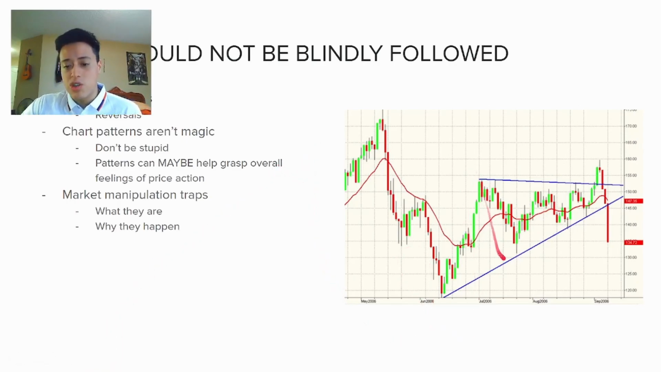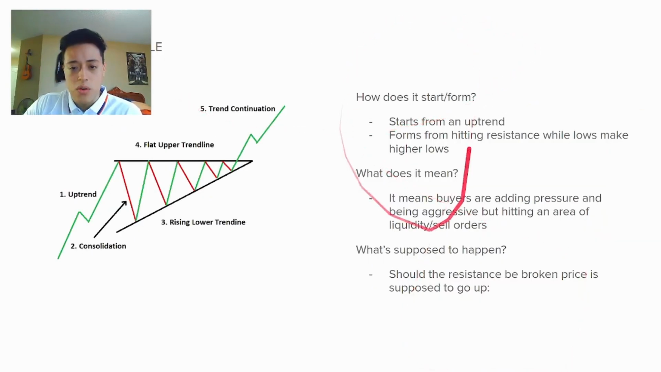I mean, everyone else is trading because they want to make money, right? That's what you gotta understand. When you make money, somebody else is losing. You want to be the person that's not losing. Okay? All of them are gonna be in this sort of form. How does it form? What does it mean? And what's supposed to happen?